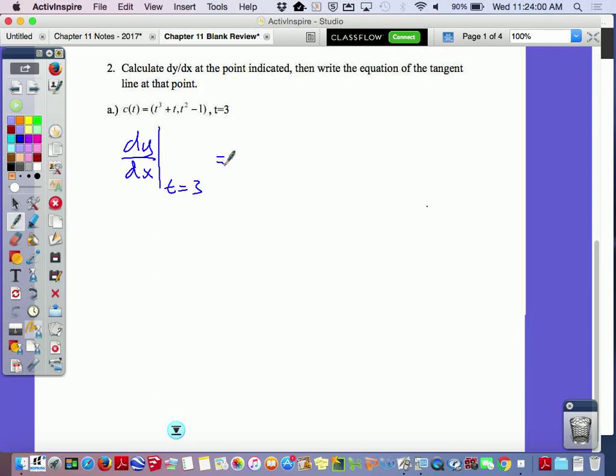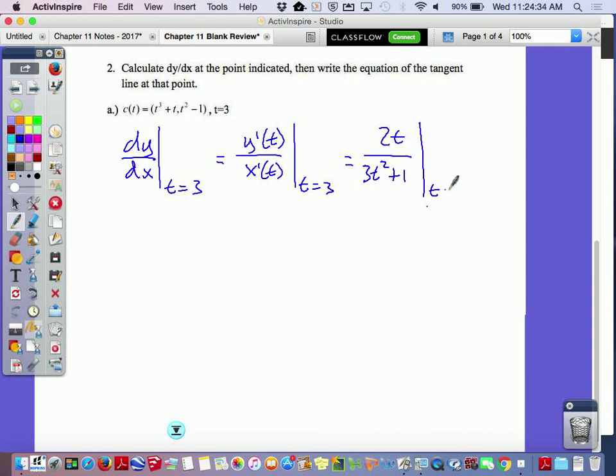Now the biggest thing we need to remember for this problem is how to find the slope when given parametric equations. So we've got y prime of t over x prime of t, and into that we're going to plug in t equals 3. So this is actually pretty easy to do. We just do the derivative of y and x separately. The derivative of y, t squared minus 1, is 2t. And the derivative of t cubed plus t is 3t squared plus 1.